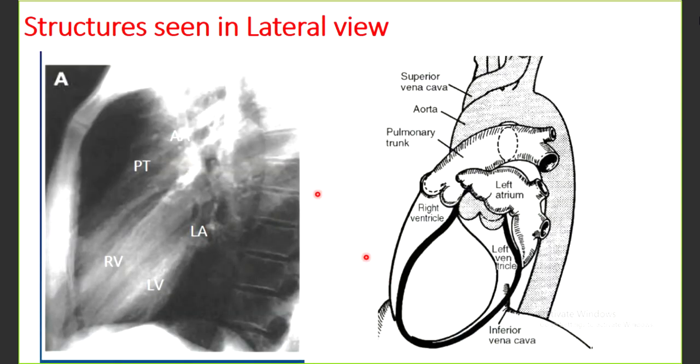When we look at the lateral view, this is what we see. The anteriormost structure would be the right ventricle, and from it will arise the pulmonary trunk, and running above the pulmonary trunk would be the ascending aorta and the arch of aorta, and above it would be the plain shadow of superior vena cava. And behind the right ventricle would be the left ventricle, and the left ventricle would be drained into by the left atrium, which is obviously the posterior most structure in the cardiac structure.